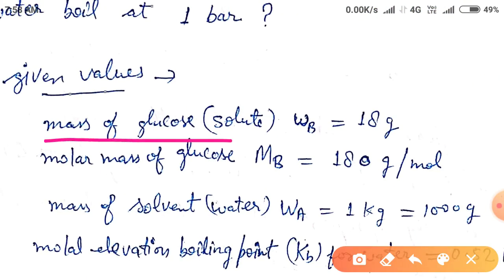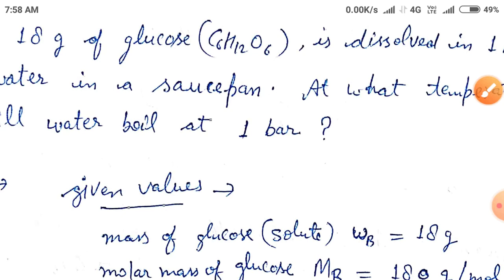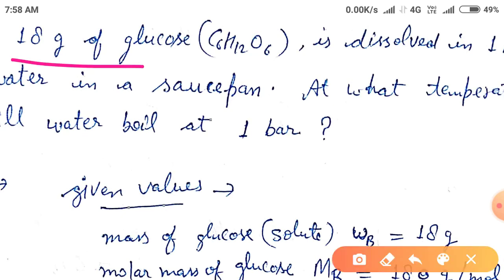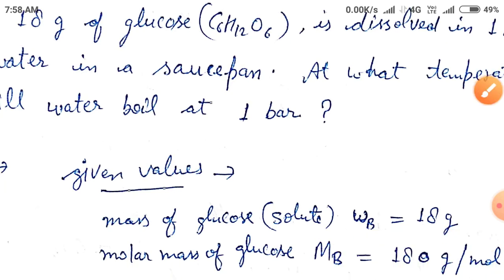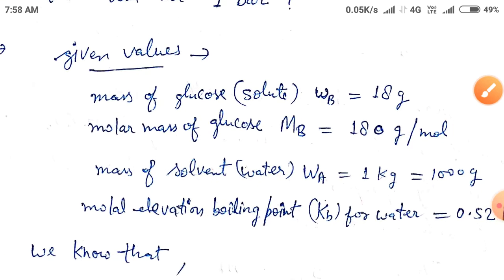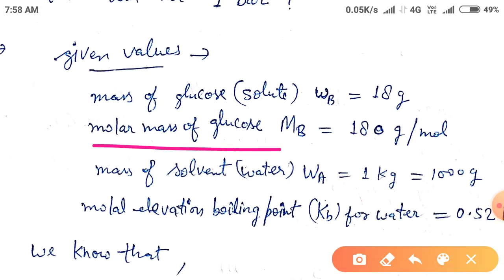First, the mass of solute is given. Wb is 18 grams. That is the first line, 18 grams of glucose. And second, the molar mass of glucose. We already know the molar mass of glucose is 180 grams per mole.